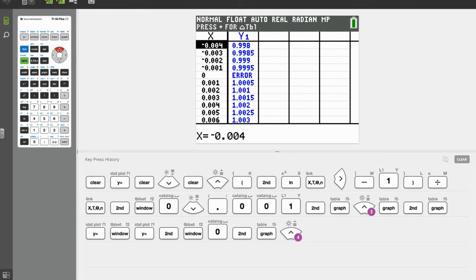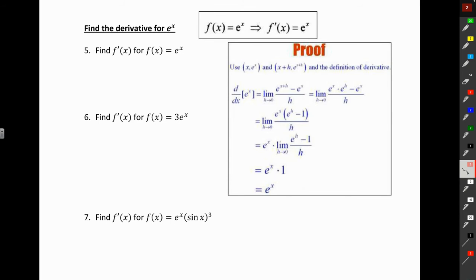And you can see that as we're approaching 0 from the left, we're getting closer to 1. And as we're approaching 0 from the right, we're getting closer to 1. So that limit is 1. So then we end up with e to the x times 1, and that gives us e to the x. So that's a very short, quick proof of why that is.